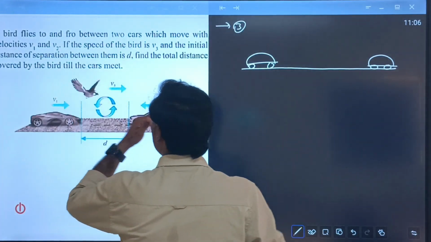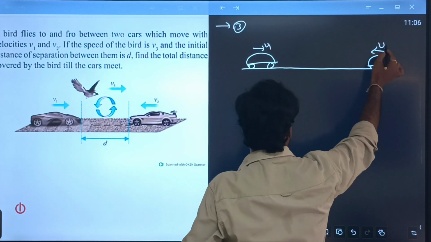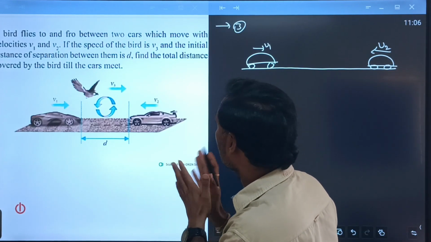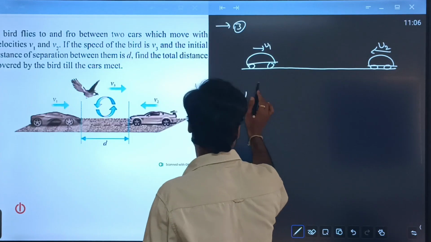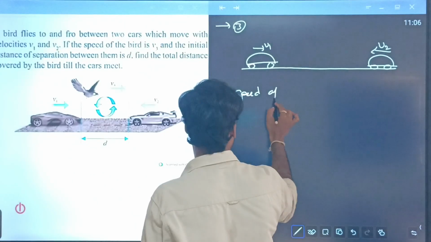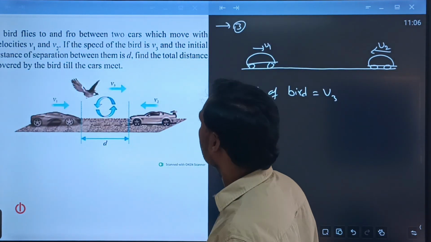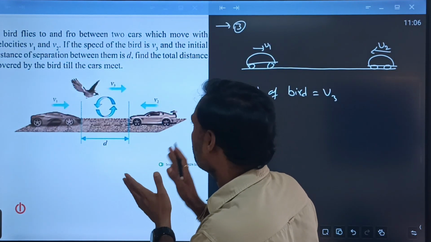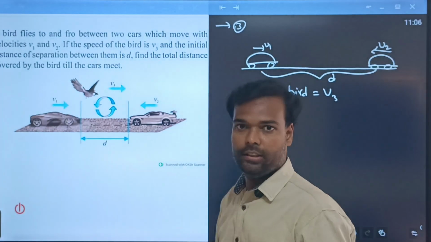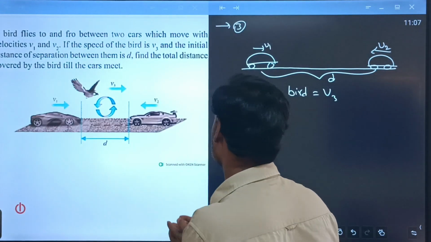One car is moving with the velocity v1. The other is moving with the velocity v2. And if the speed of the bird is v3, the speed of the bird is equal to v3. And the initial distance of separation between them is d. Now, find the total distance covered by the bird till the cars meet.